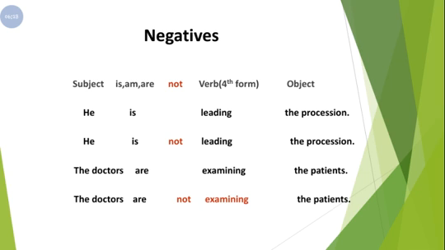The doctors are examining the patients. This is our positive sentence, affirmative sentence. If you want to change it into negative, you will simply write not after the helping verb. So you can see the last sentence, it is negative of present continuous tense. The doctors are not examining the patients. We have already discussed that if the subject is plural, we will use are. The doctors are not examining the patients. This is how we make the negative of present continuous tense.